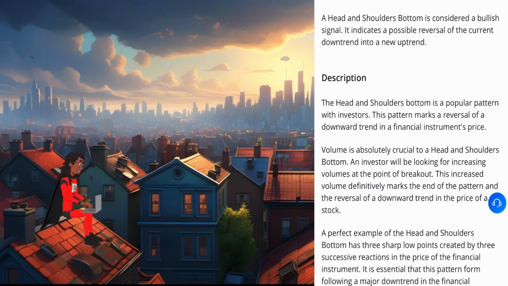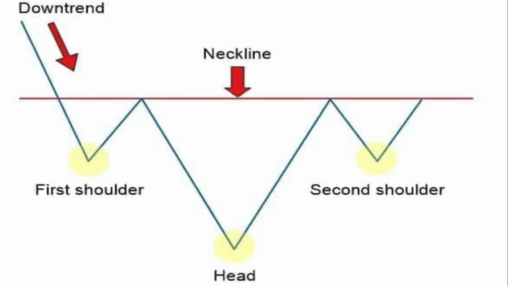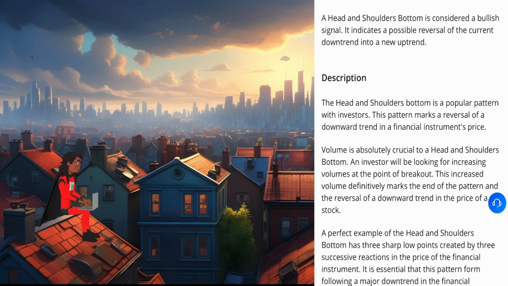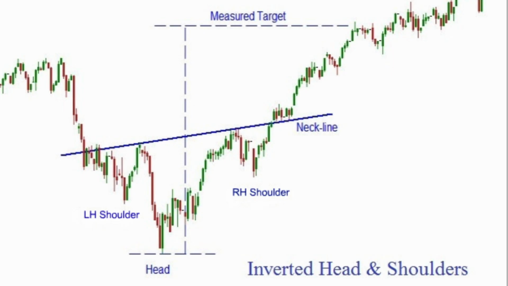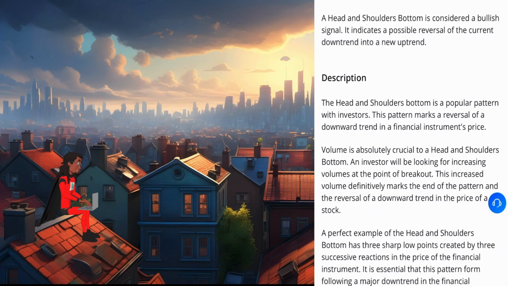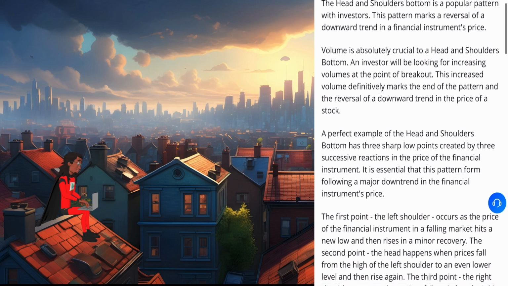The head and shoulders bottom is a popular pattern with investors. This pattern marks a reversal of a downtrend in a financial instrument's price. All right, a head and shoulders bottom is considered a bullish signal. It indicates a possible reversal of the current downtrend into a new uptrend. So this sounds like this is something we want to see in a bear market or a recession. We want to see a head and shoulders bottom.